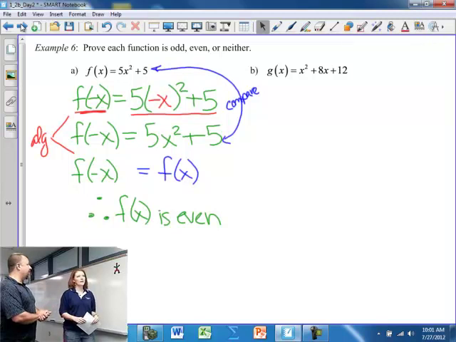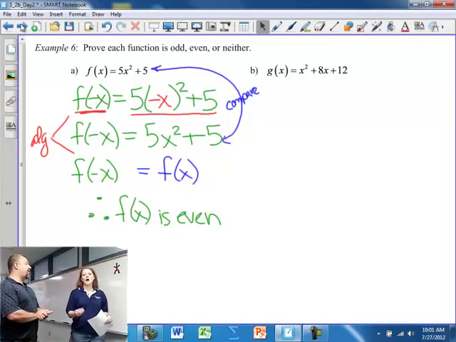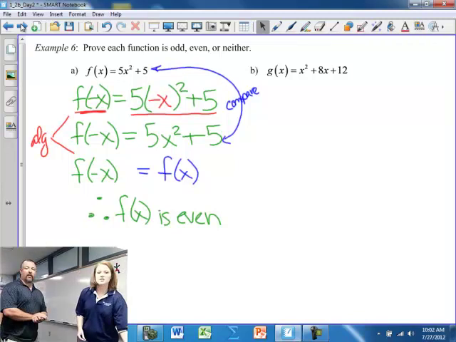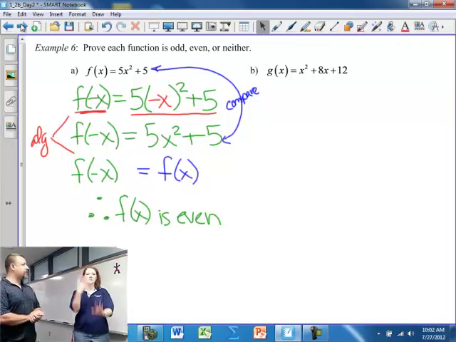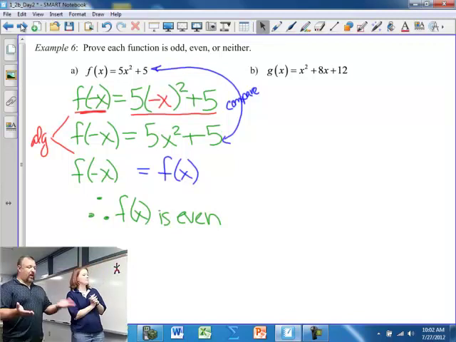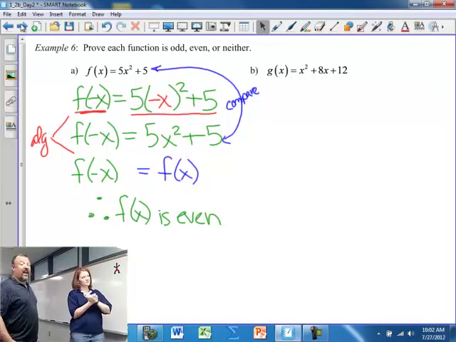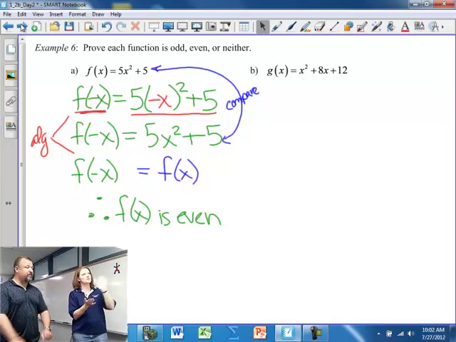Not the same, not opposite, and what does that mean? That would be a neither. There's a lot of functions out there that aren't either even or odd. A lot of students mess up because once they find out something's not even, they assume it's odd. There's three choices here: even, odd, or something else. And there's a lot of those something elses out there.